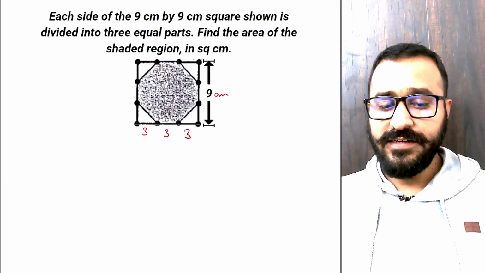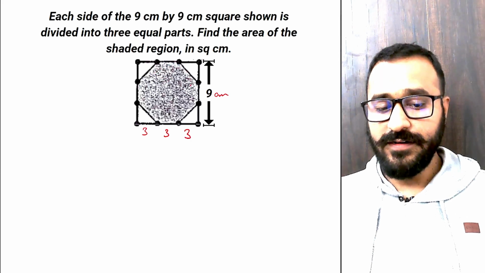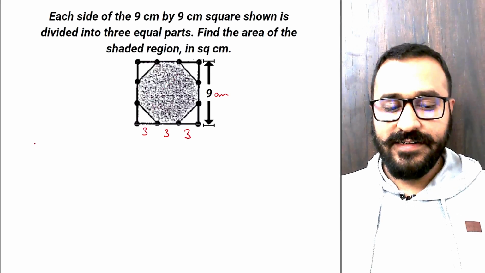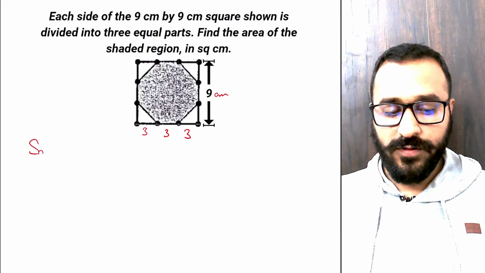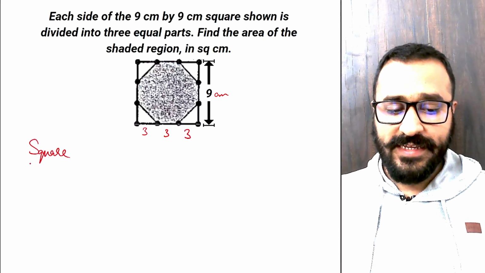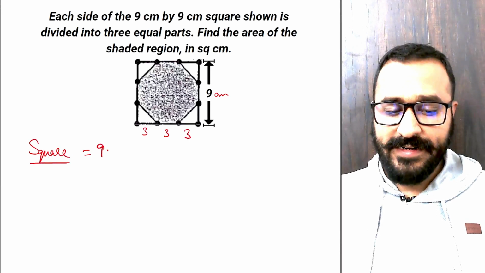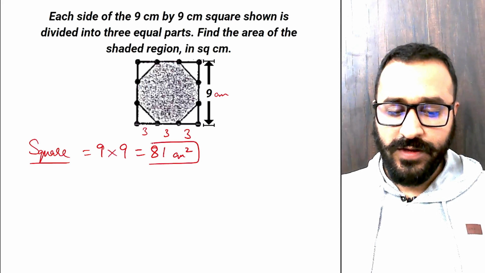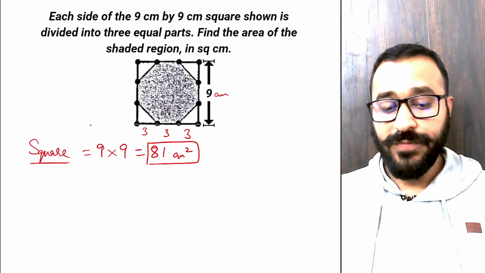This is the shaded region which is in the form of an octagon, right? So how we can solve this? Let's find the area of this square first. To find the area of square, what we need to do? 9 times 9, which will give us 81 centimeter square. So we got the area of square as 81.